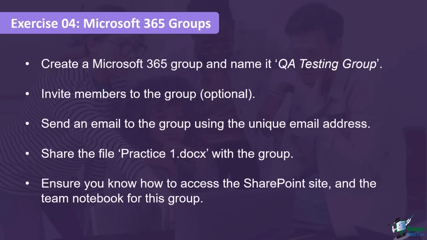I'd then like you to practice sending an email to the group using the unique email address. So this part of the exercise is really just testing if you know where to go to find that unique address. I'd then like you to share the file practice1.docx with the group. And I'd like you to make sure that you know how to access the SharePoint site and the team notebook for this Microsoft 365 group. So a few different steps there. If you'd like to see my answer, then please keep watching.